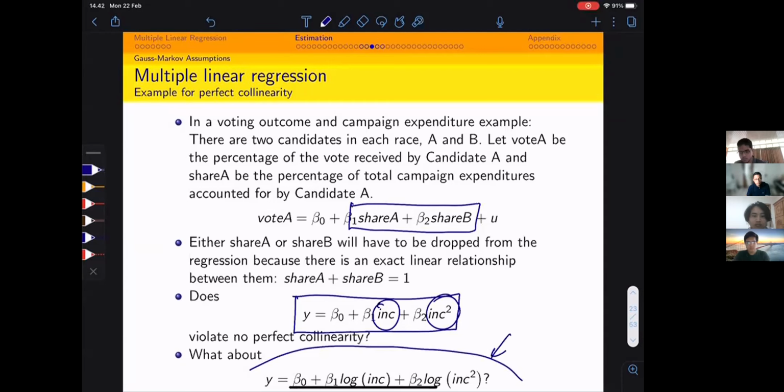Why is this an issue? Well, recall that the log of income squared is actually equal to 2 times log income, okay?